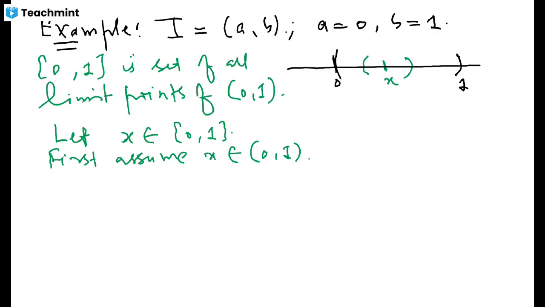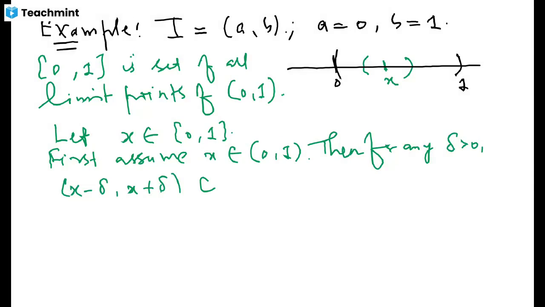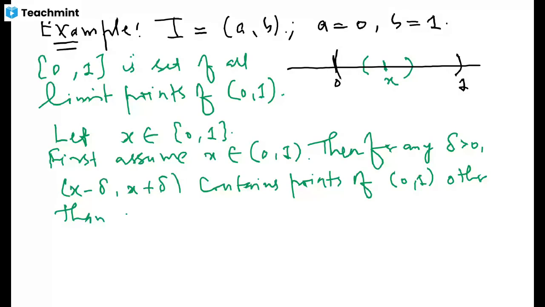then for any delta greater than 0, x minus delta and x plus delta contains points of interval 0, 1 other than the point x itself. How are you going to prove that when x is here, you are going to have this?